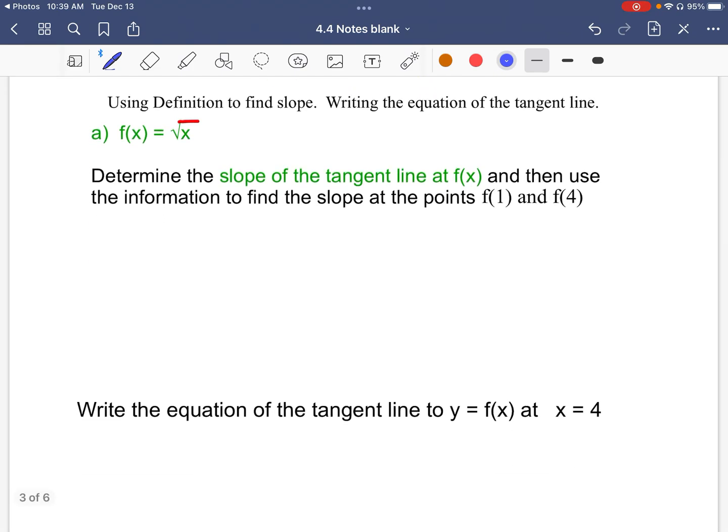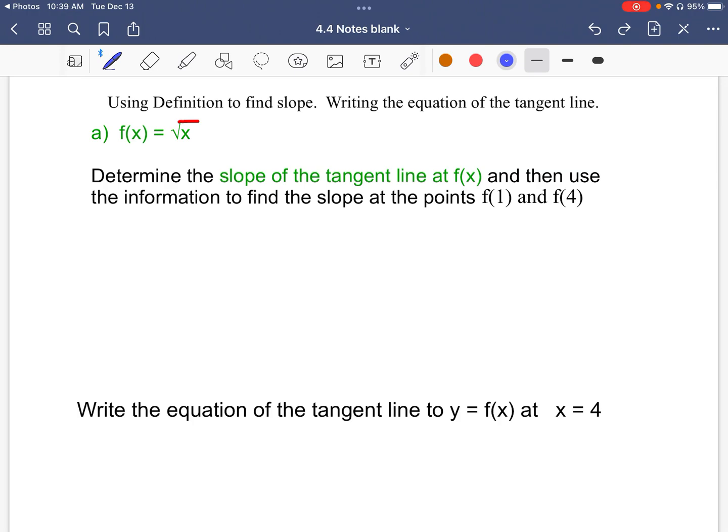We are going to write the equation of the tangent line. So determine the slope of the tangent line at f of x, and then use that information to find the slope at 1 and 4. Yesterday we would have found at 1, done the math, and we would have also had to do the math at 4. This time we're just going to find the equation for the slope of the tangent line at any point.